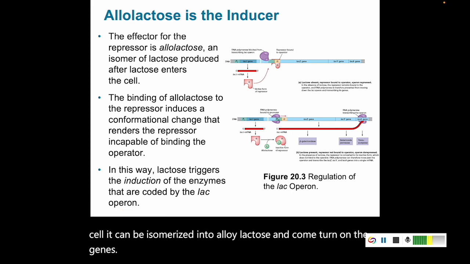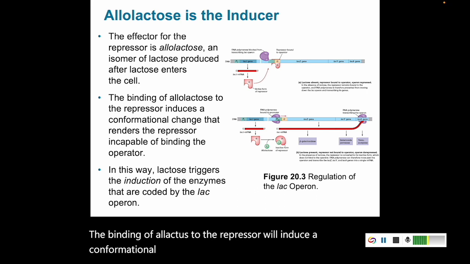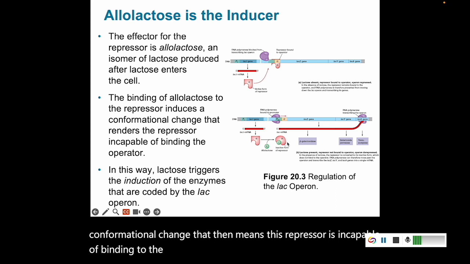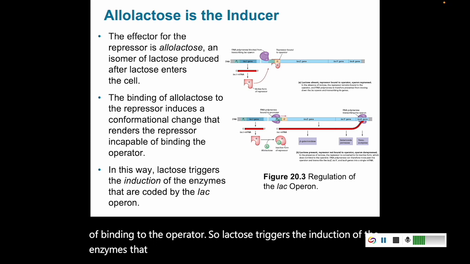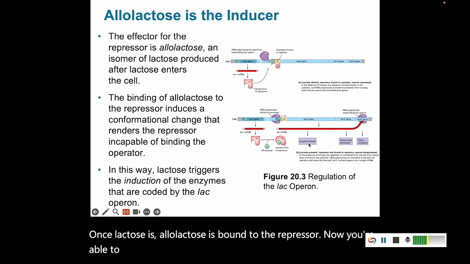The binding of allolactose to the repressor will induce a conformational change. That then means this repressor is incapable of binding to the operator. So lactose triggers the induction of the enzymes that are coded by the Lac Operon. Once allolactose is bound to the repressor, now you're able to start making beta-galactosidase, galactoside permease, and transacetylase.